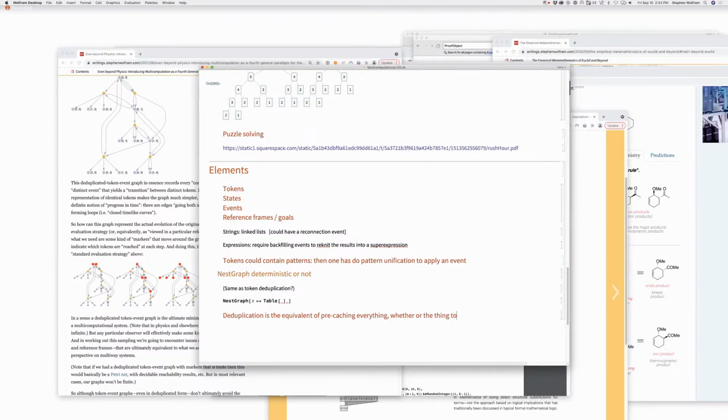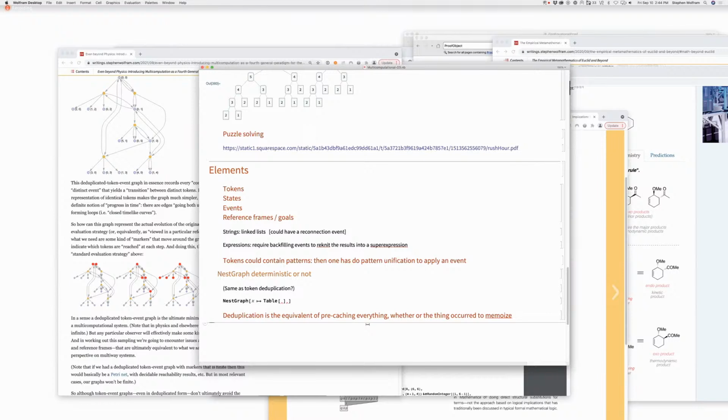It's expanding the rules into an explicit system that you can then run in the same way for any system. So basically, running a system is now a two-step process. You first generate the deduplicated token event graph, also known as a Petri net, and then you run that Petri net in an ordinary way, the same way as for any system. Right. Okay.